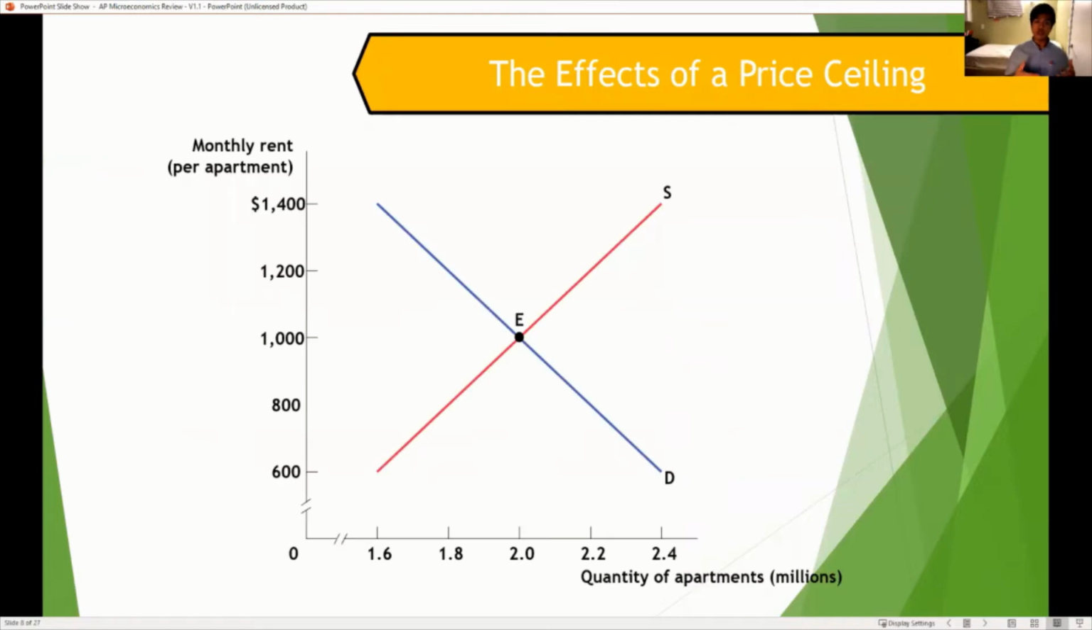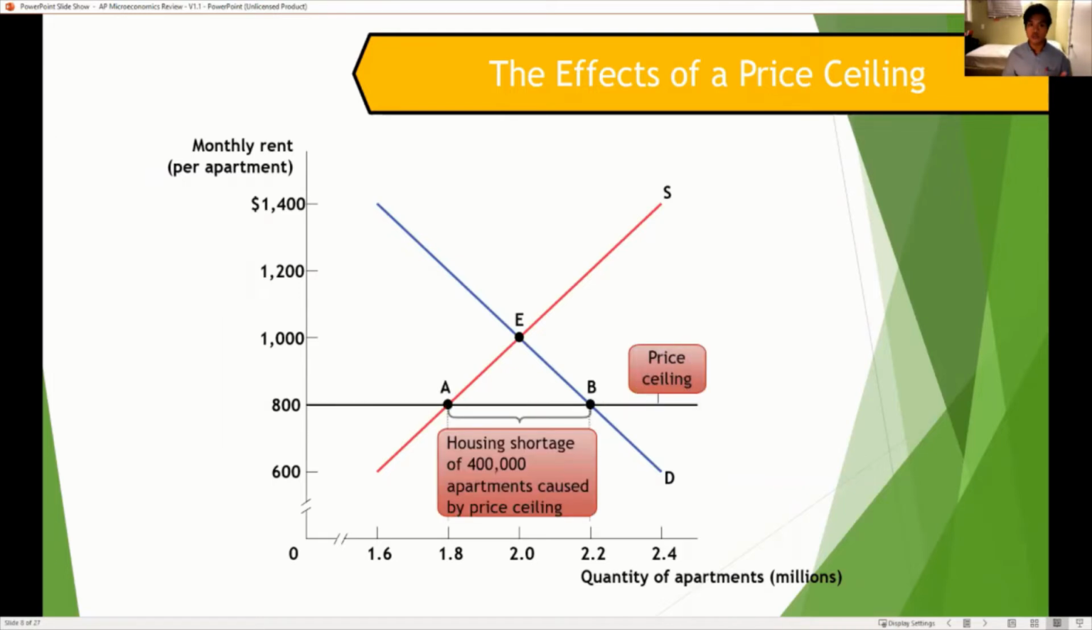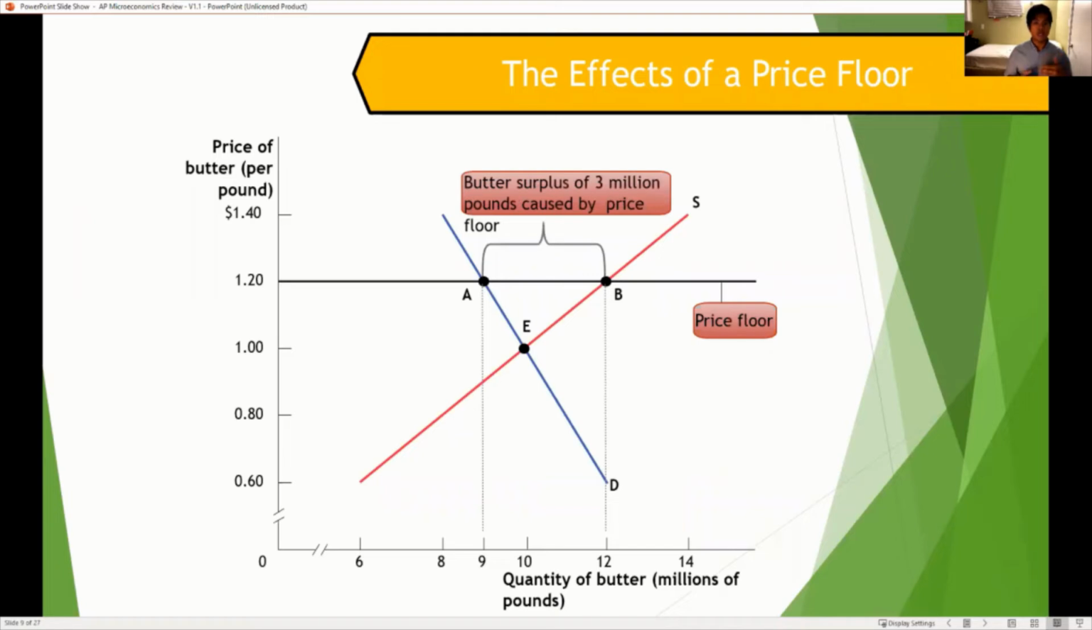And then when it comes to government price controls, there are 2 main ones. There's a price ceiling, which is set below the market price. This is the maximum price charged in the market, and it leads to a shortage. The price floor is the exact opposite. It's the minimum price charged in the market, and an example would be minimum wage. This leads to a surplus.